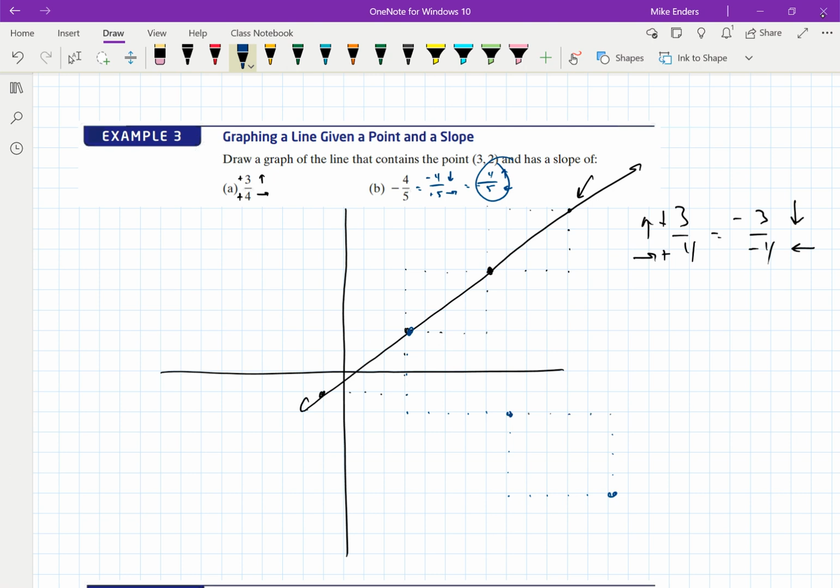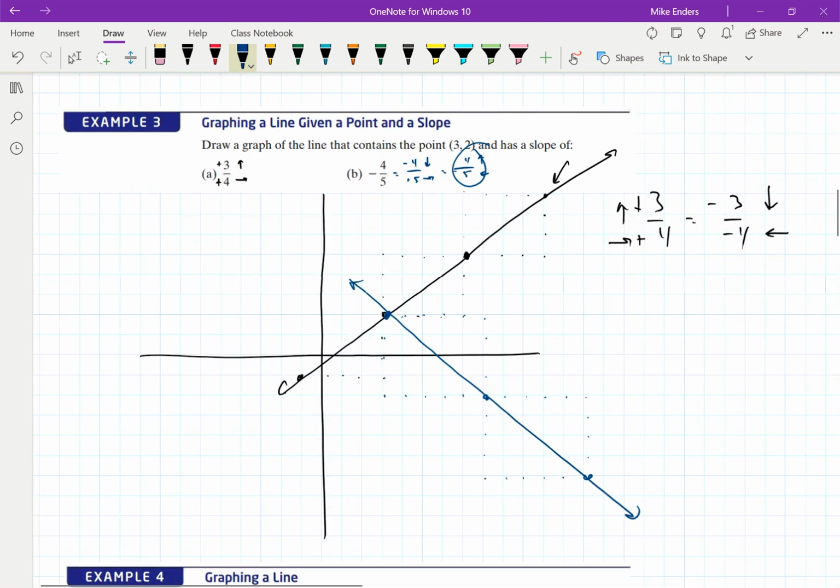End up in the same spot. So 1, 2, 3, up 4, left 5, 1, 2, 3, 4, 5, and again end up at that same spot. So if I go ahead and connect that line, to get from any one point to any other point, I have to have that ratio of 4 and 5. So down 4, right 5, up 4, left 5.